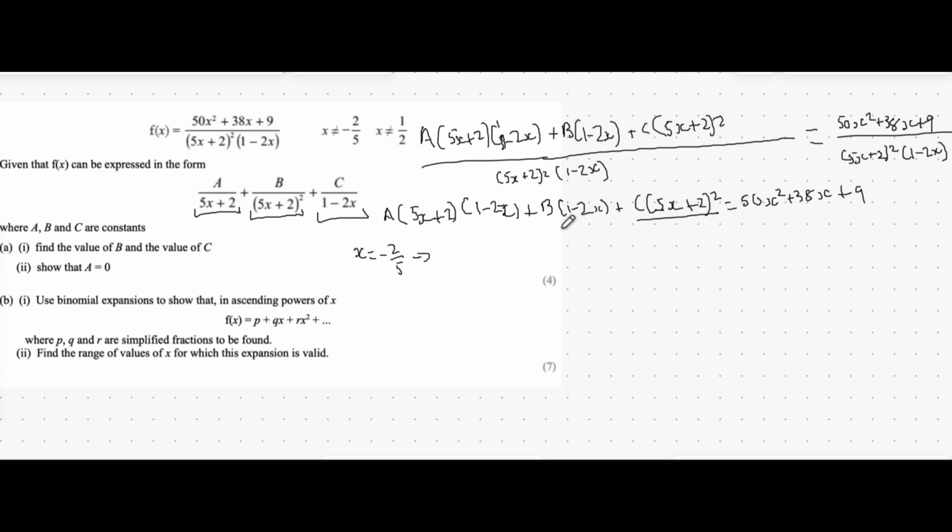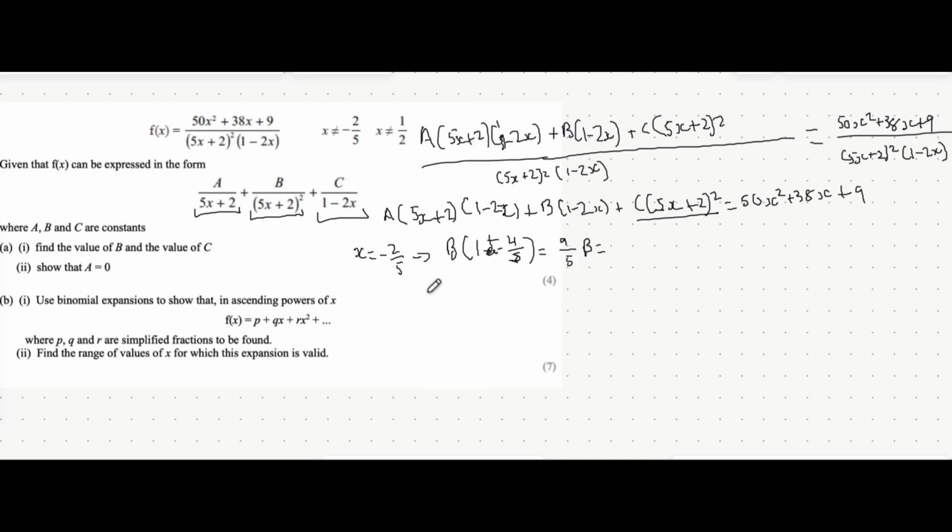However, this b term, well, let's write this out. b lots of 1 minus 2 times this expression here. 2 times minus 2 over 5 is minus 4 over 5. 2 minuses make a plus. 1 plus 4 over 5, well, 1 is like 5 over 5. 5 over 5 plus 4 over 5 is 9 over 5. So we can write this as 9 over 5 b.